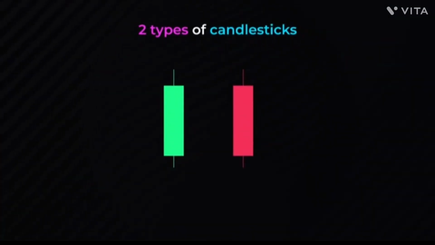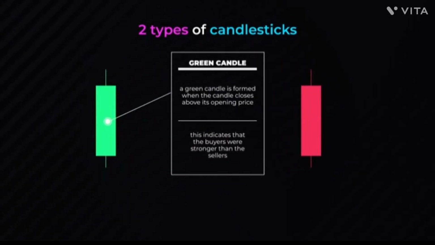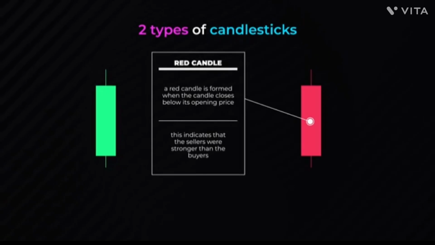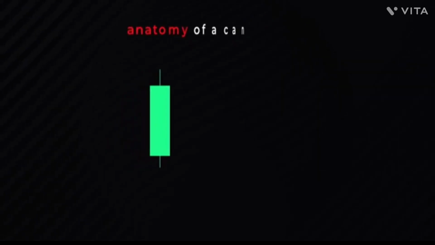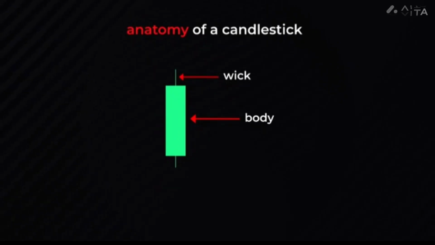There are 2 types of candlesticks: green candles and red candles. A green candlestick forms when the candle closes above its opening price, showing that buyers were stronger than sellers. Similarly, a red candlestick forms when the closing price is below the opening price, showing that sellers were stronger than buyers. A single candlestick consists of 2 parts: the wick, also called the shadows, and the body.